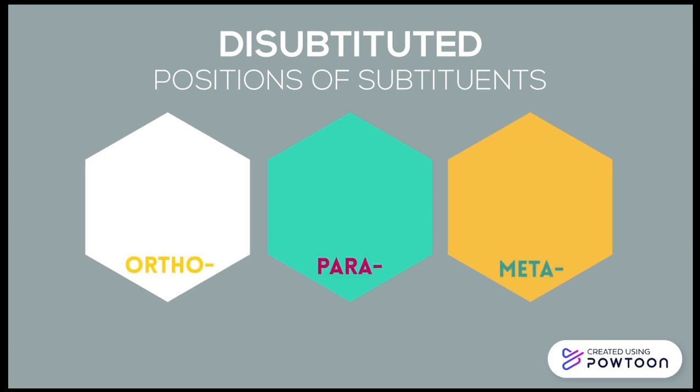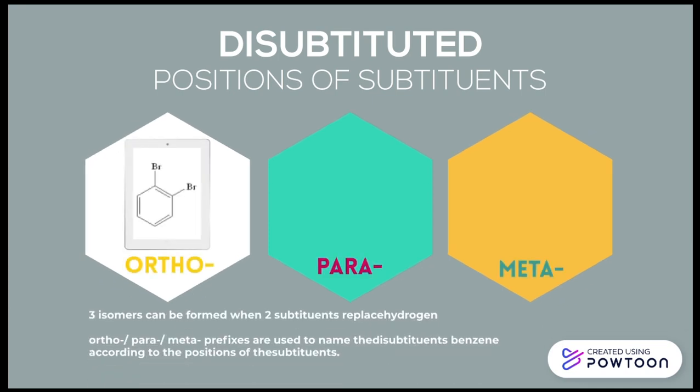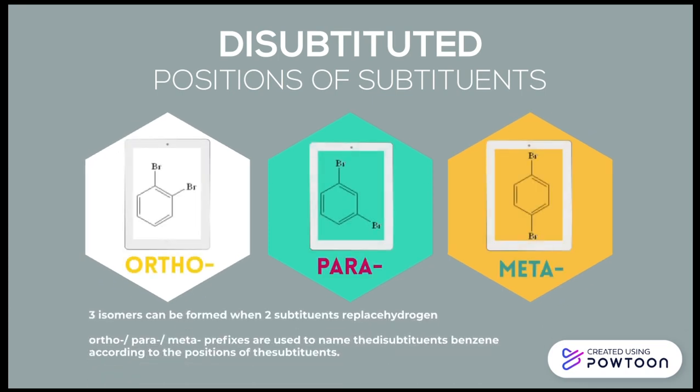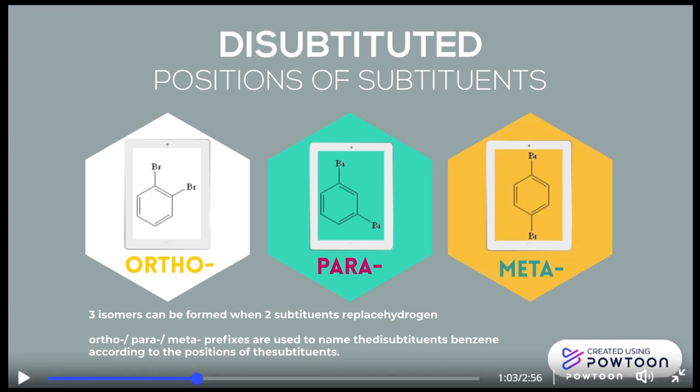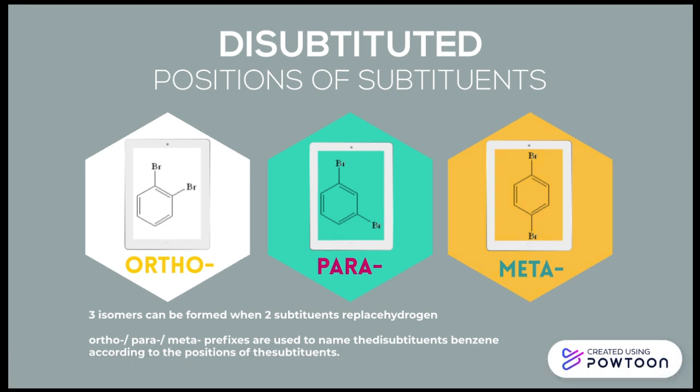The di in disubstituted means two, thus two groups. Three isomers can be formed when two substituents replace the hydrogen atoms. Ortho, meta, and para prefixes are used to name the disubstituted benzenes according to the positions of said substituents. Ortho would mean position C1 and C2, meta would be C1 and C3, and para at C1 and C4.